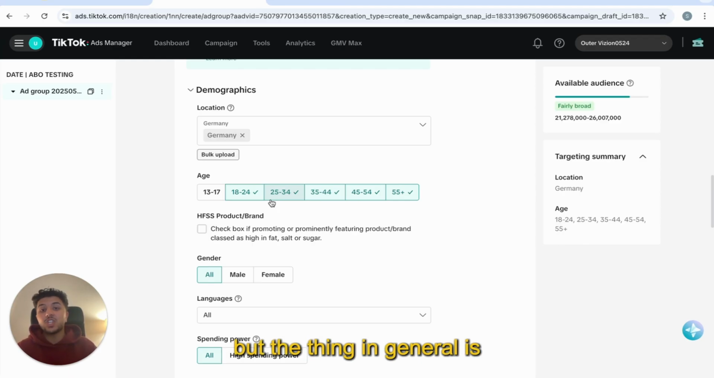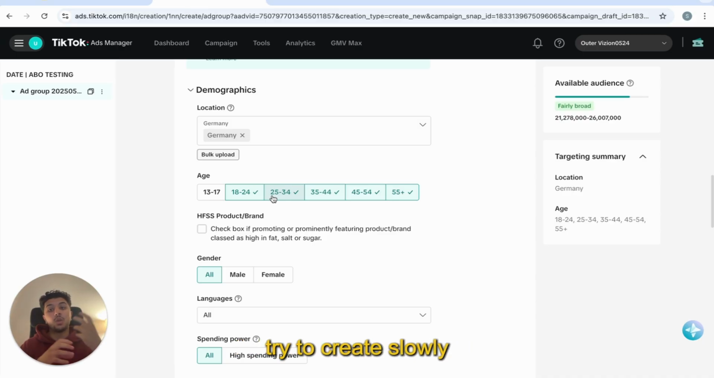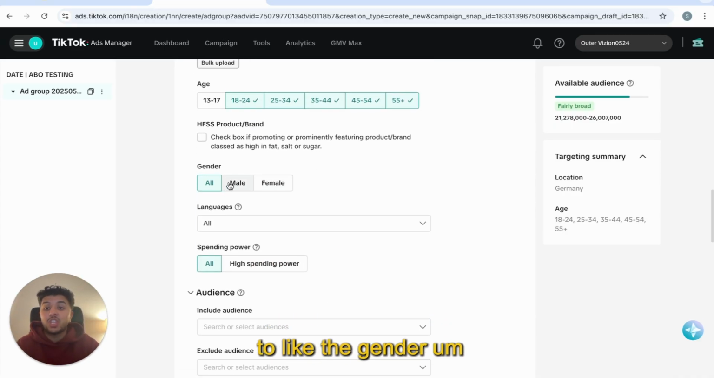But the thing in general is, let's say you have a certain age group which is working way better than the other. Try to slowly create campaigns only for them, so you can target 100% of your budget into them. Now when it comes to gender, I would recommend you guys, if you sell a product which is good for a female, just select female, and if you sell a product which is good for male and female, select male.